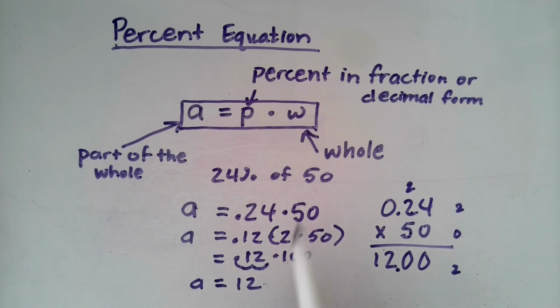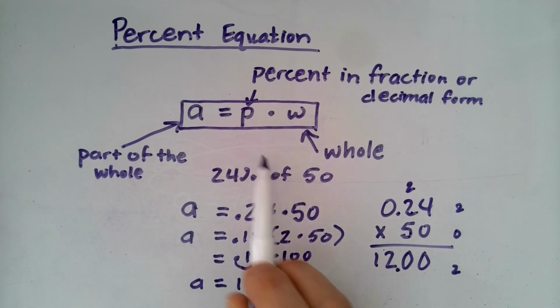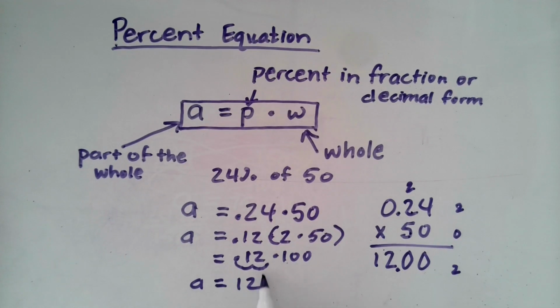And we're going to do a quick check and say, yeah, that would be about 1/4 of 50. And that would make sense because if we did this times 4, we would have 48. So we've done our quick mental math check and it does check out.